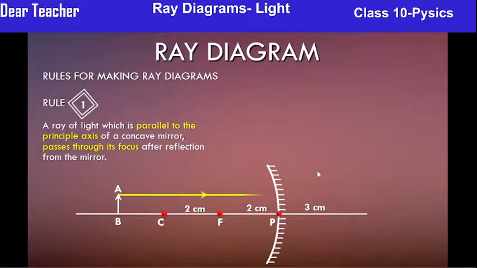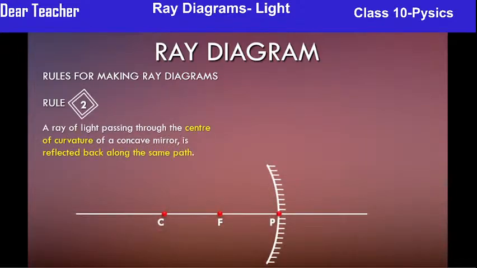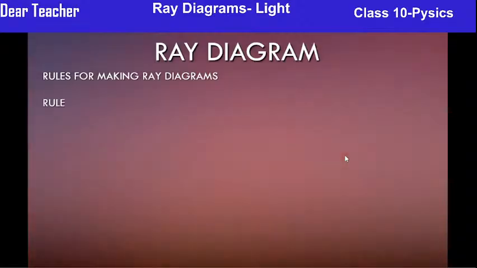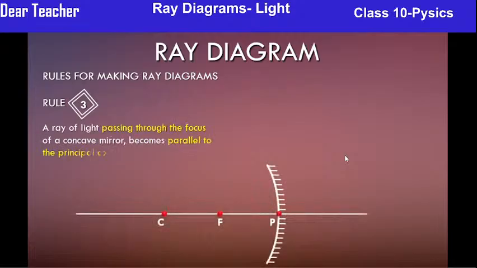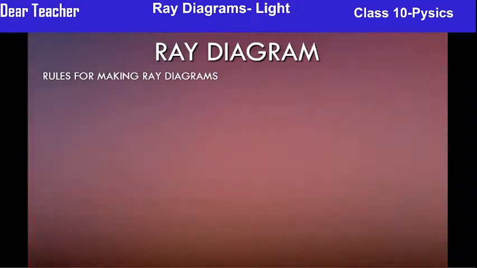Every ray parallel to the principal axis will pass through the focus after reflection. Then every ray passing through the center of curvature will go in the same direction. This is the second rule. And the third rule is if a ray is passing through the focus, because we have to draw the object only, so if a ray passes through the focus, what happens? The reflected ray goes parallel to the principal axis.